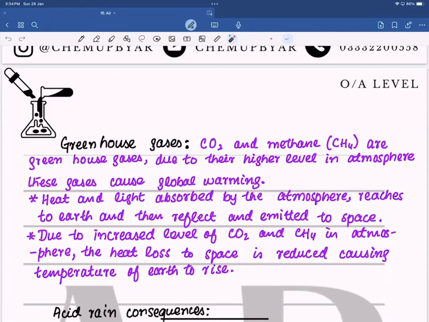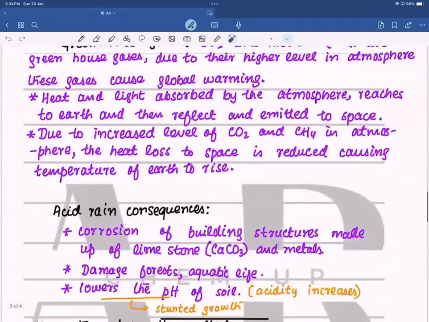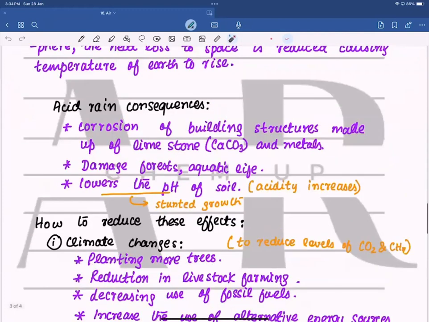Okay. Now, the consequences of acid rain. What happens when acid rain occurs? It will corrode and deteriorate the building structures, especially the marble structures which are outside, because marble is made up of calcium carbonate, which is a metal carbonate, and all of the metal carbonates react with the acid to form carbon dioxide gas. So the building structures having limestone, marble, and metals outside all get deteriorated, affected and corroded by the acid rain.